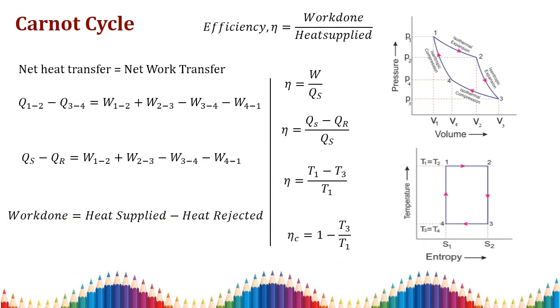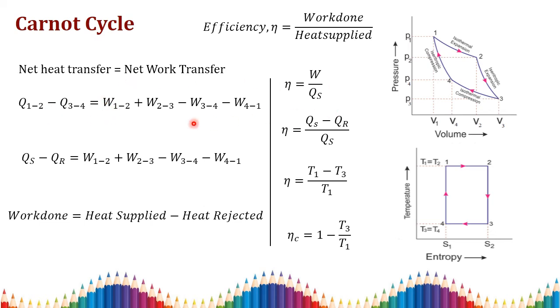With this we can apply the first law of thermodynamics: the net work transfer is equal to the net heat transfer. So consider the heat transfer in the processes 2 to 3 and 4 to 1. The heat transfer is 0 since these are isentropic processes, so leave those heat transfers, and consider Q1 to 2 and Q3 to 4. Q1 to 2 is heat supplied and Q3 to 4 is heat rejected out of the system from the compressor, so you put a minus here.